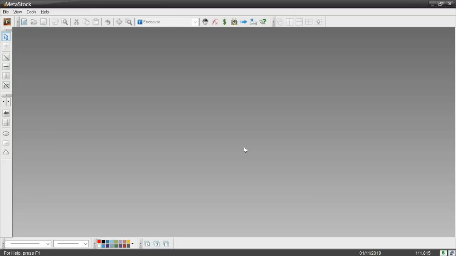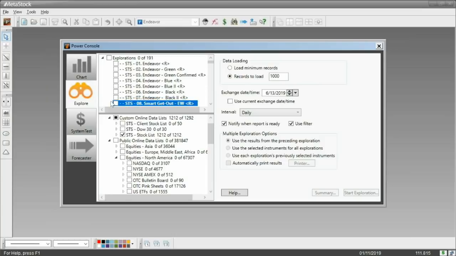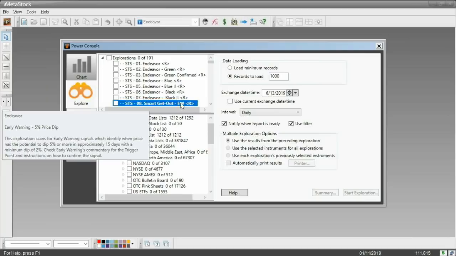All right, now let's start just like we did before by showing you how to find the early warning signals. So I'm going to uncheck green confirmation, and this time we're looking for Smart Getouts dash EW. EW stands for early warning, 5% price dip. This exploration scans for early warning signals, which identify when price has the potential to dip 5% or more in approximately 15 days, with, remember, a minimum dip of 2%. Perfect.